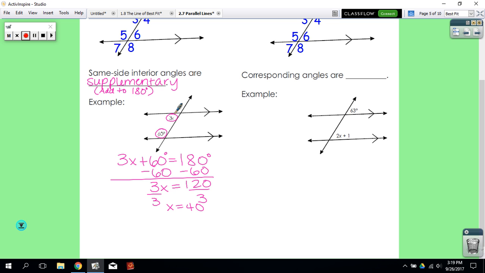Then to find out what this angle is, we can just say 3 times 40 is 120. The other way that we can get this one is, if we want to figure out what x is, we could also say, well, I know that 60 plus 120 is equal to 180. So if I do 120 is equal to 3x, I can find x that way too. Again, this is not the degree, this is just what x is.